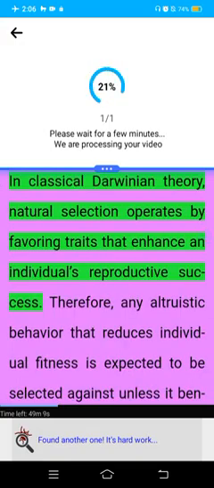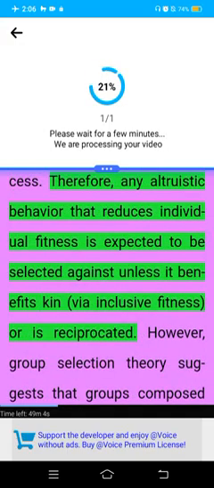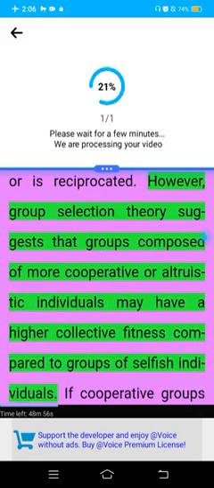In classical Darwinian theory, natural selection operates by favoring traits that enhance an individual's reproductive success. Therefore, any altruistic behavior that reduces individual fitness is expected to be selected against unless it benefits kin via inclusive fitness or is reciprocated. However, group selection theory suggests that groups composed of more cooperative or altruistic individuals may have a higher collective fitness compared to groups of selfish individuals.